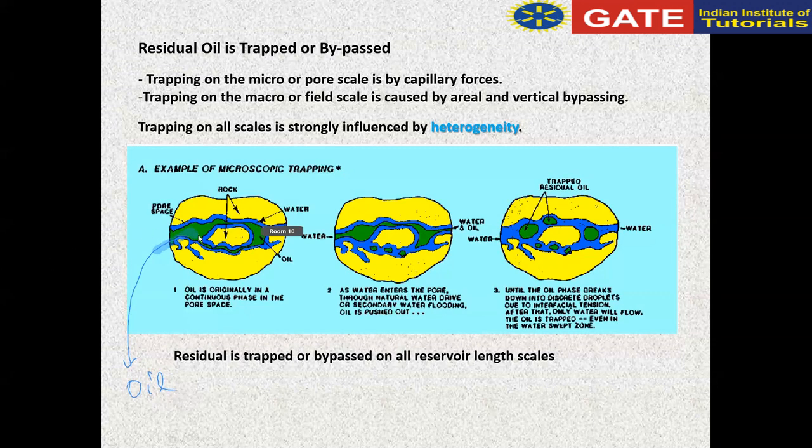So at the initial condition, oil is in the continuous phase in the porous medium. When you apply primary recovery or secondary recovery, a small amount of oil will be left here. When you see the third figure, oil is no longer in the continuous phase, and water is in the continuous phase after primary or secondary recovery. So that amount of oil will be trapped in your micro pore spaces.